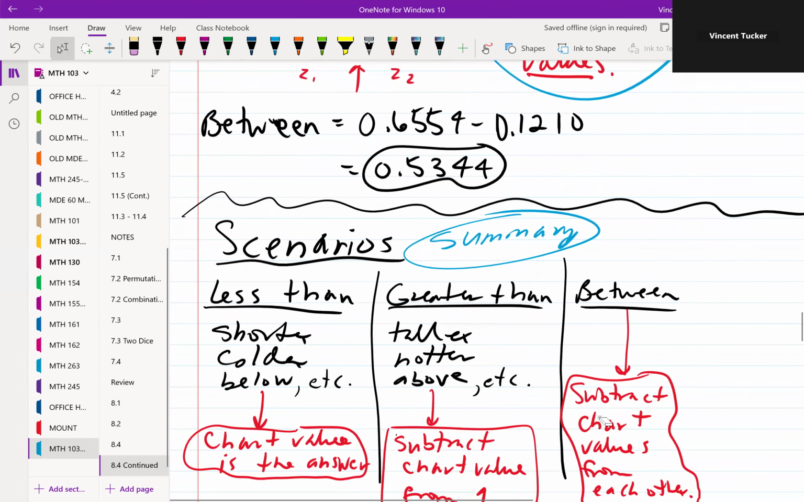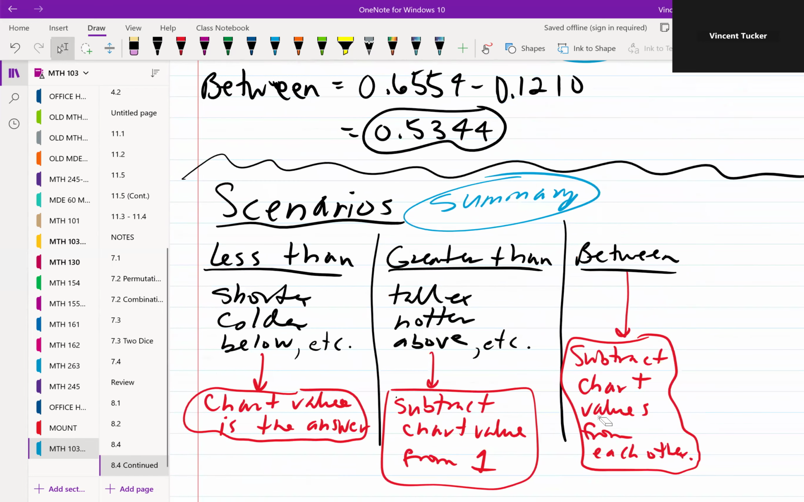So just a quick summary of our three scenarios. You're going to have keywords that let us know we're dealing with the scenario of less than. It may just say less than, but shorter, colder, below, under, things of that nature represent less than. And that means when we go to the chart, the value that we pull from the chart will be our answer.